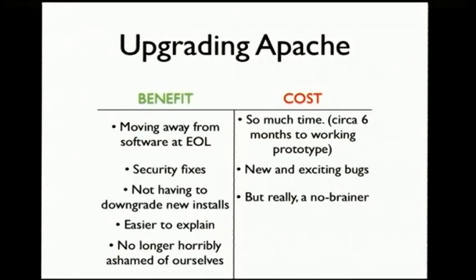First thing I'm going to do, I'm going to walk you through two of our upgrade decisions and show you the things that went into our thought method. You can see how we do this. The first one was, when we were starting out, the question, should we upgrade Apache? Should we go from Apache 1.3 to the Apache 2.0 series? And we had to look at our costs and our benefits. Obviously the benefit, you're moving away from software that's at the end of life. You get actual security fixes. Fancy that. You don't have to immediately downgrade new installs.